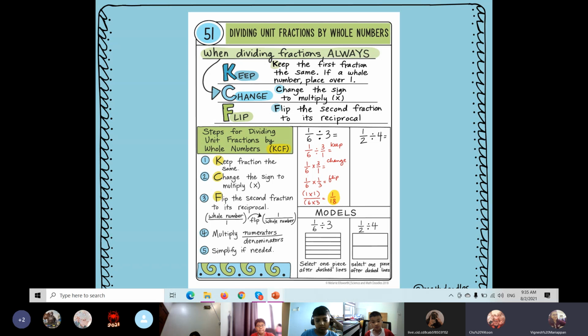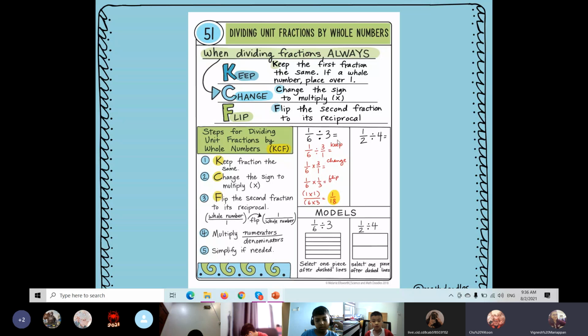Divide 3. How to write 3 in fraction form, class? 3 over 1. Very good. So we write 3 as a numerator and 1 as a denominator.